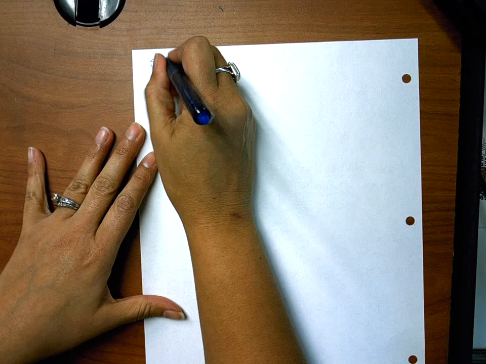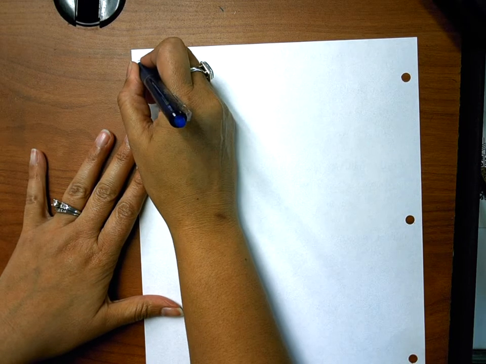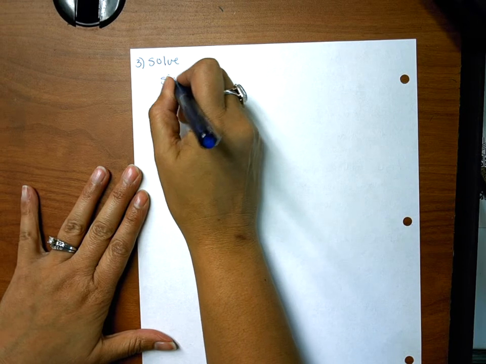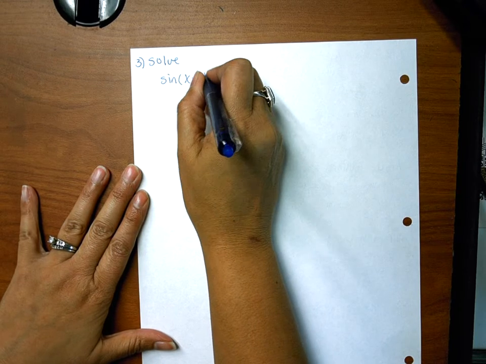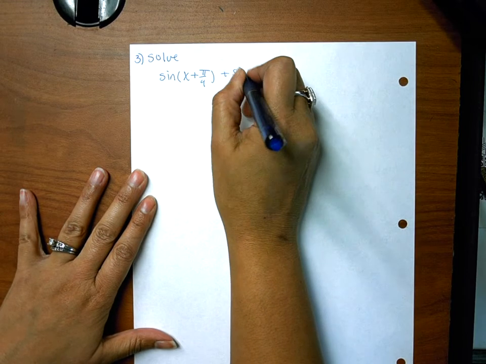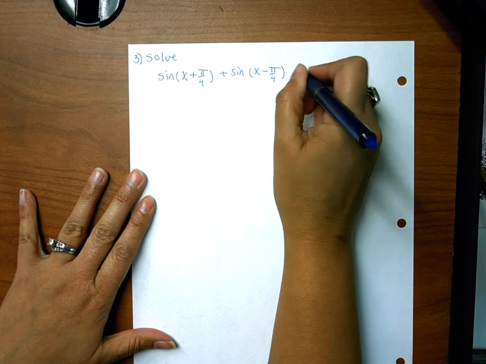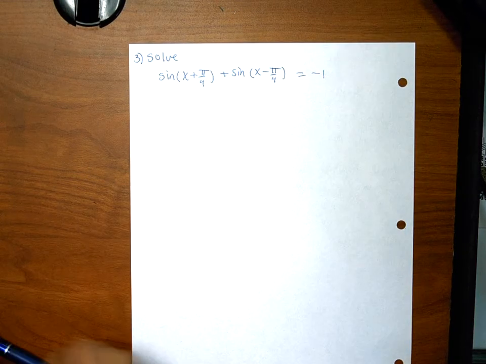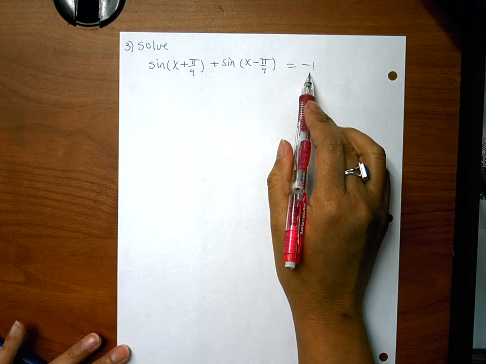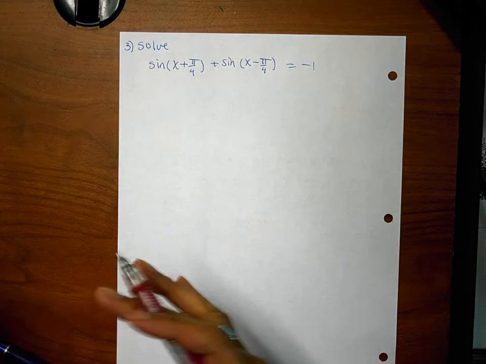Moving on, number 3, we're going to solve. All right, so a little different from the one we just did. Number 3, we're going to solve sine of x plus pi over 4 plus sine of x minus pi over 4 equals negative 1. And we want to solve for x. What values of x would make this equation equal negative 1?